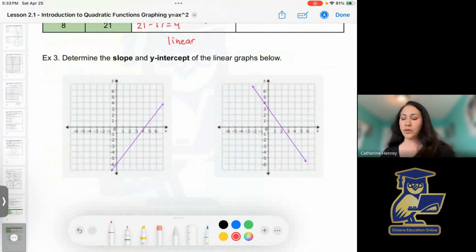So we've done this before. I think I'm going to leave this with you to fill in. You need to just determine the slope and the y-intercept of these two linear graphs.